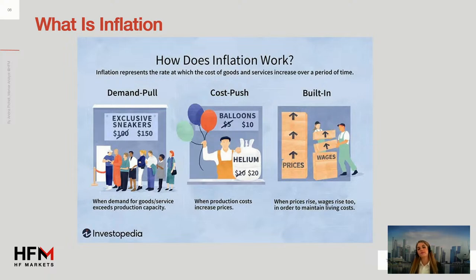Last but not least, what we call built-in inflation, okay, which is the very last category of inflation, is inflation that is related to adaptive expectations, or the idea that people expect current inflation rates to continue in the future. So all lead to higher prices, guys. It's just different factors that lead to higher prices of goods and services. Three different factors that could lead to higher cost of goods and services.